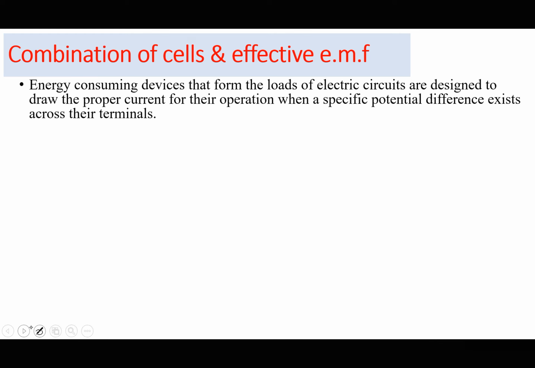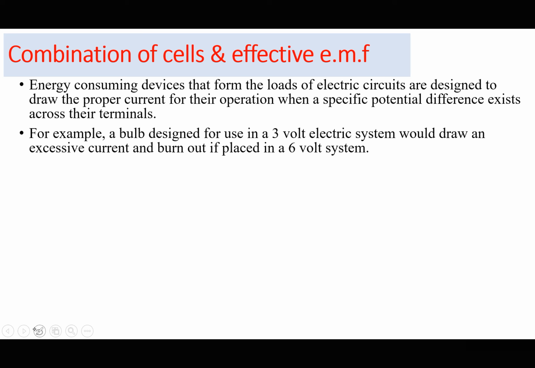So, of course, we know that energy-consuming devices that form the loads of electric circuits are designed to draw the proper current for their operation when a specific PD exists across their terminals. So, devices are designed so as to take a specific amount of current, which is needed for their operation, from the terminals of the power supply. For example, a bulb which is designed for use in a 3 volt electric system will draw an excess current and burn out if you put it across 6 volts.